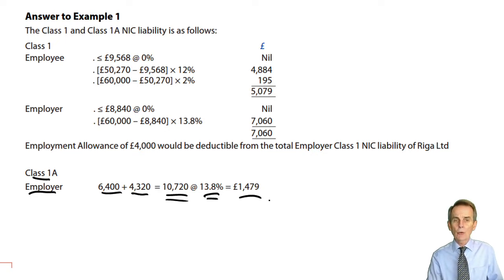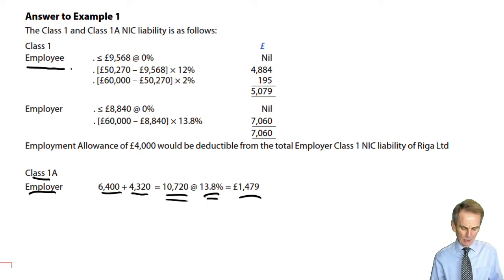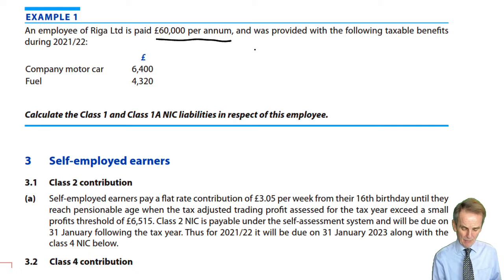When we look at the Class 1 liabilities, as we are required to do, firstly for the employee. So far as the employee is concerned, we're given an annual salary, and most questions that you get within the Tax UK exam involving NIC calculations work on an annual basis. You were told here about £60,000 per annum. You were given an annual salary, and we had to work out the Class 1 and 1A liabilities in relation to the entirety of that tax year. All of that was for 21-22.